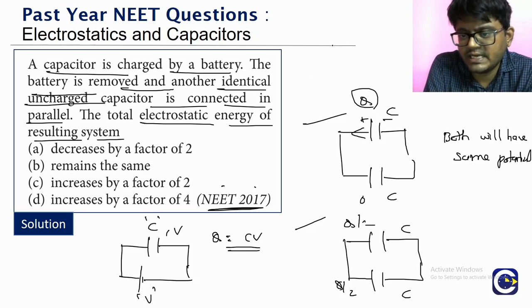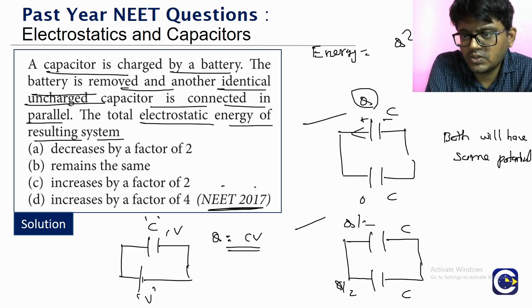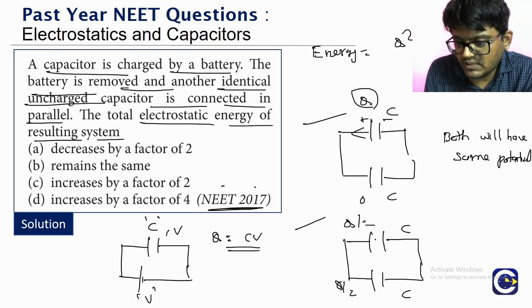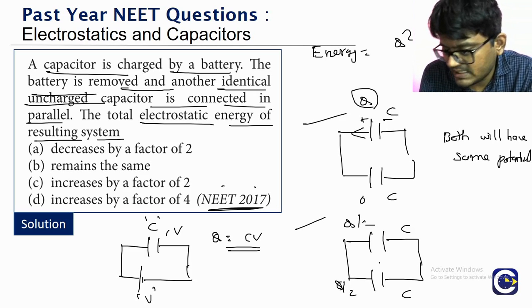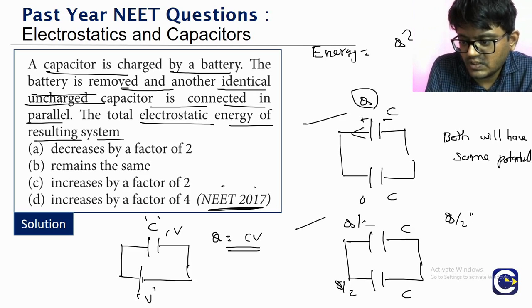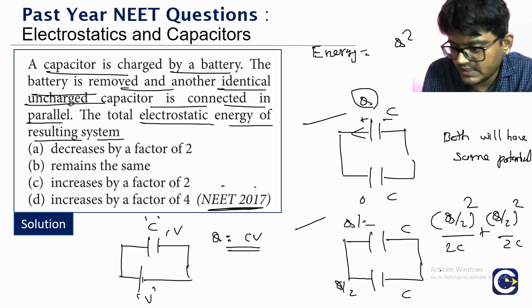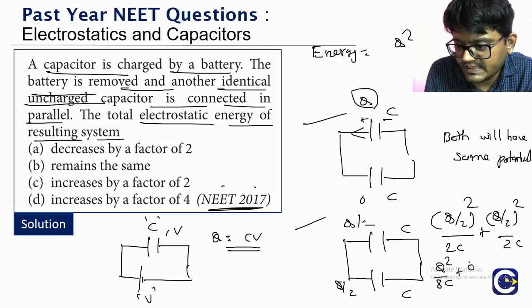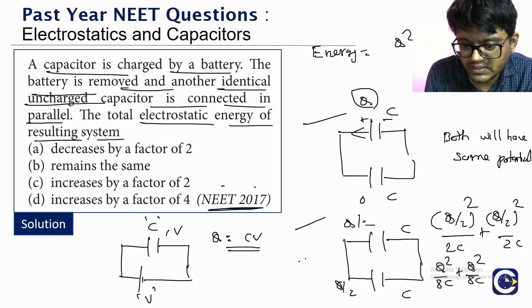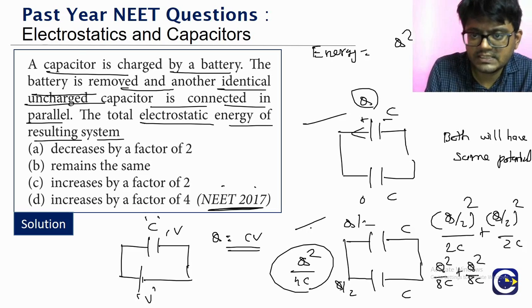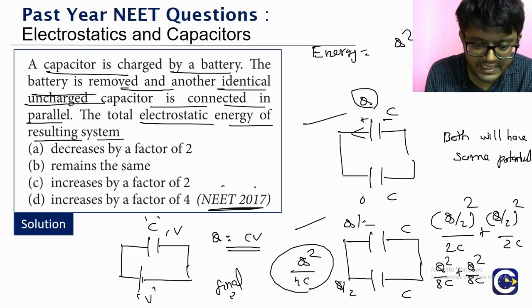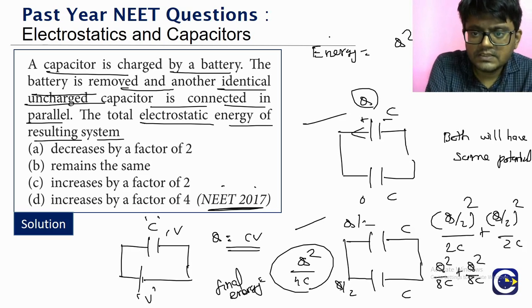Initial situation, what is the energy? Energy is there only in the first capacitor, which is Q square by 2C. Final situation, first capacitor there is energy, second capacitor also there is energy. Here what is energy? Charge square by 2C plus second capacitor charge square by 2C. If you look at it, Q square by 4, already there is a 2, means Q square by 8C plus Q square by 8C. Totally Q square by 4C. This is the final energy. This is the initial energy.